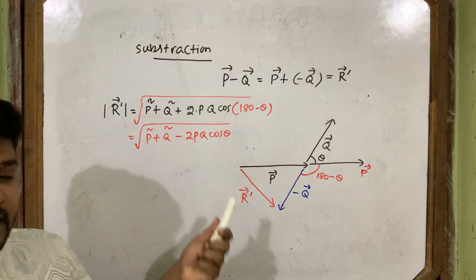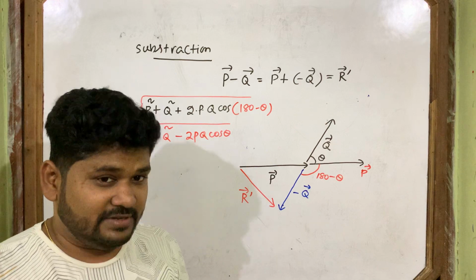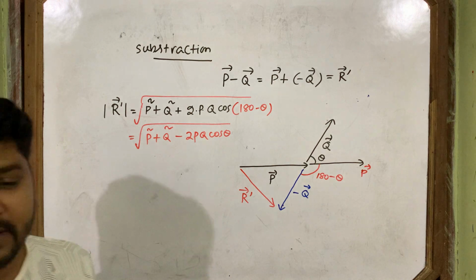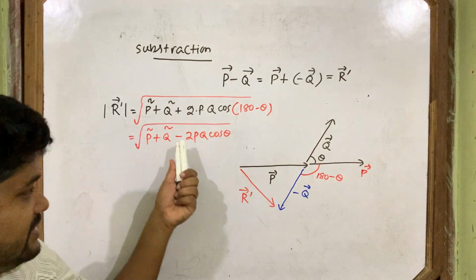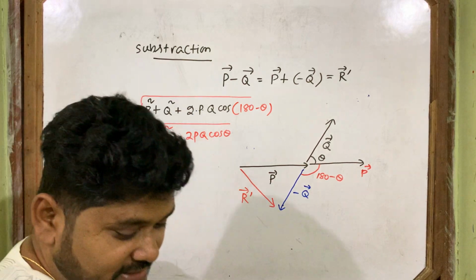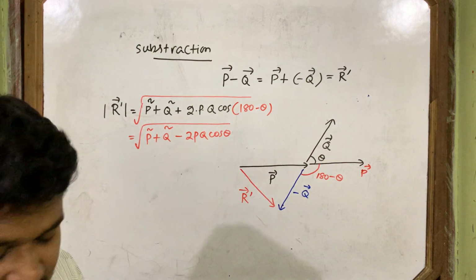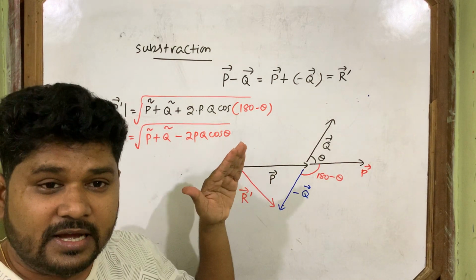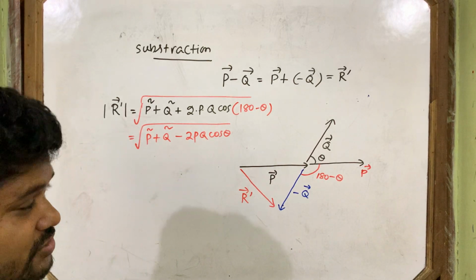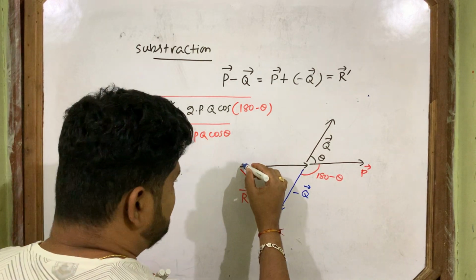You can use the formula directly if P and Q are given and the angle between P and Q is given, and you need to find the magnitude of the subtraction. You can use this direct formula. Okay. So now let's see. If I draw the resultant of addition, which one will it be? So this one will be the resultant of addition.